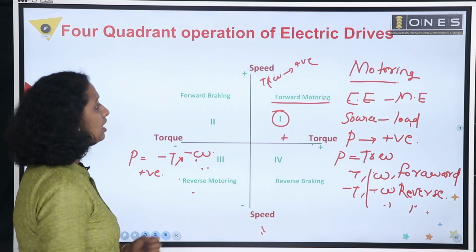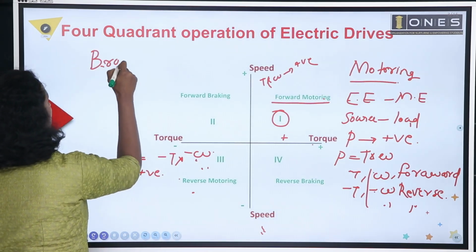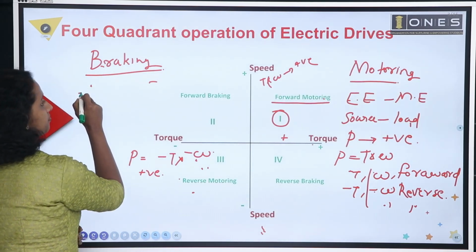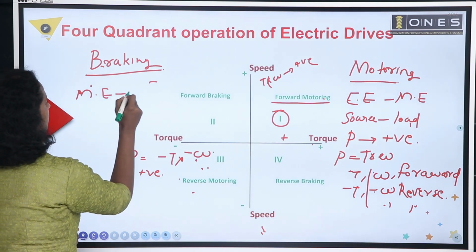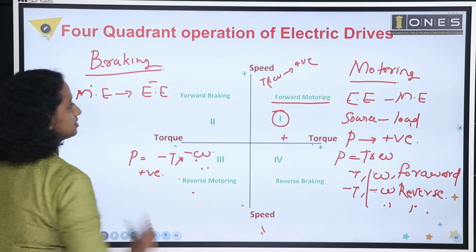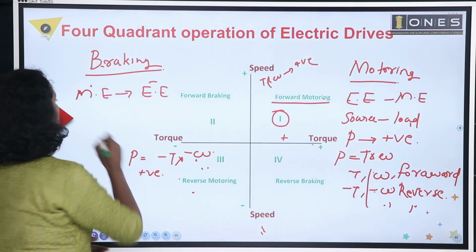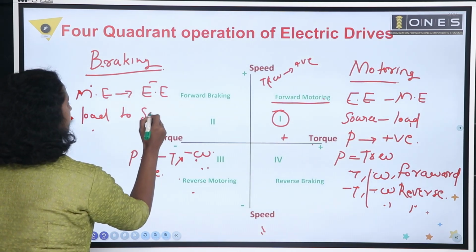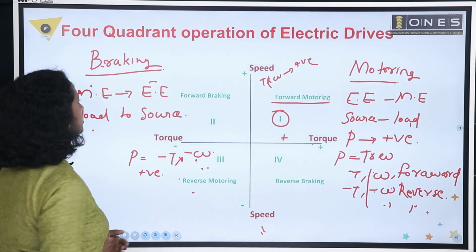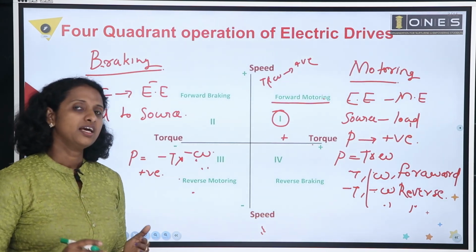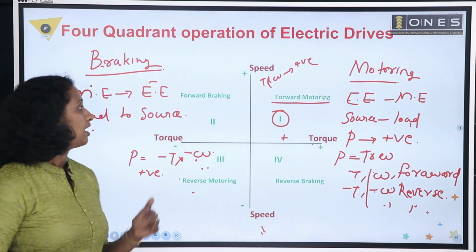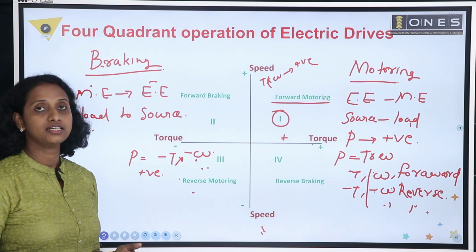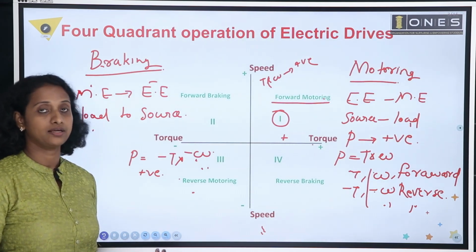Okay. Now, what about braking? In braking mode, mechanical energy is converted into electrical energy. The power is flowing from load to source. So that is braking. At the time of braking, it will oppose the motion. And we can regenerate energy, we can feed back that energy into the supply.